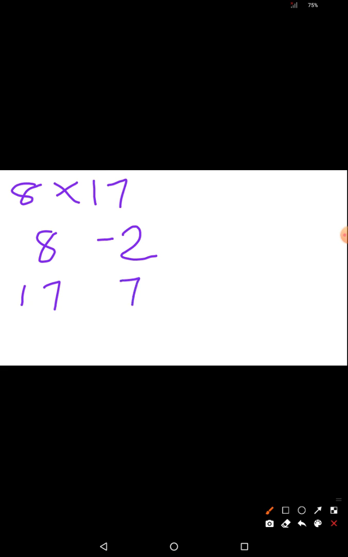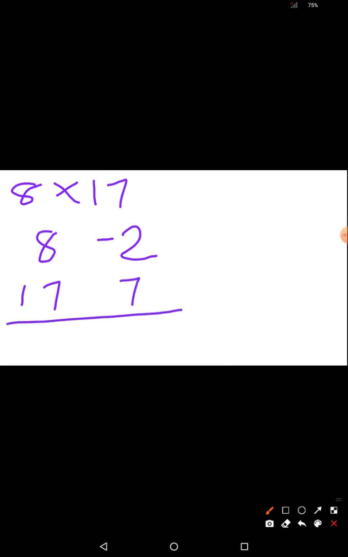Our question is to multiply 8 into 17. Let us discuss how we have to do this. The first method is the same: you have to represent each number as number and deviation. So the number 8 has deviation -2, and our next number is 17 and its deviation is 7.